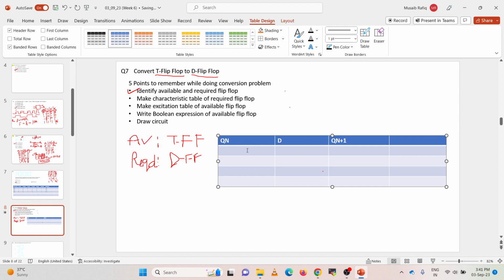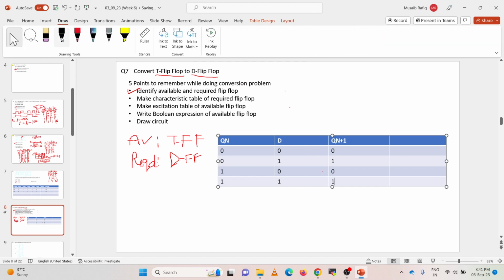So let's just write the characteristic table of the required flip-flop, which is a D flip-flop. So 0 0 0 1 1 0 1 1. So Qn plus 1 for a D flip-flop is equal to D. Whatever is the input, you will have the output. So point number 2, that is making the characteristic table of the required flip-flop, is done.